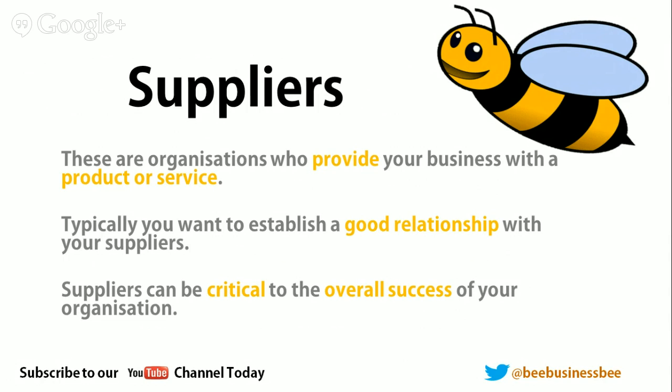So, a supplier. These are the people who provide your organisation with a product or service. They can be businesses, they can be individuals. You typically need to build up a good relationship with your supplier. Suppliers are normally critical to the overall success of your business. Without suppliers, your business may be destined to fail, because you need to ensure your suppliers buy into your vision and you've got that relationship with them that they can meet the needs of your customers.